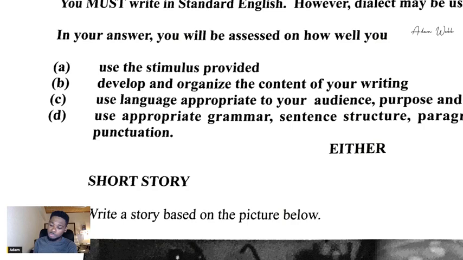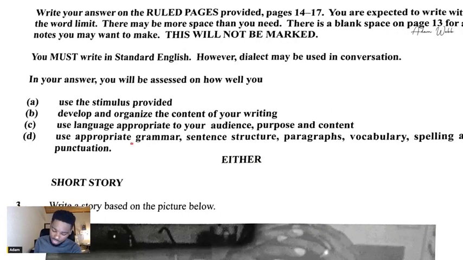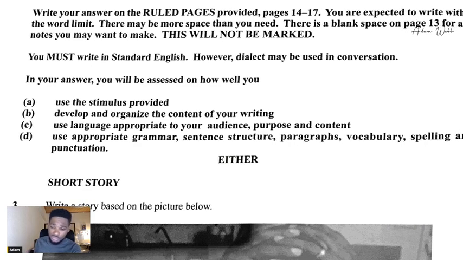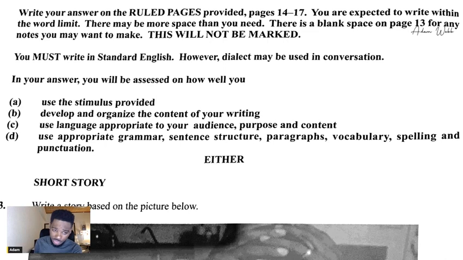And D, use appropriate grammar. Yeah, we see this for every section, right? Your grammar should be on point. You shouldn't be making silly mistakes at this point. You're probably in fourth or fifth form, most of you. So your grammar should be on point. They're expecting perfect grammar or near perfect grammar.